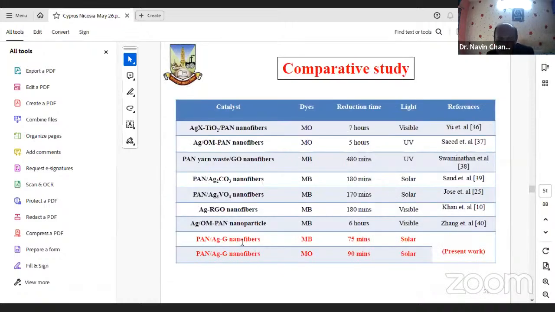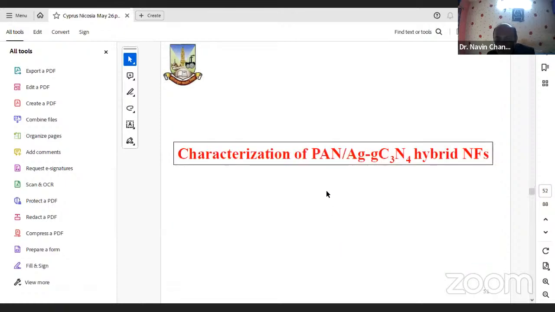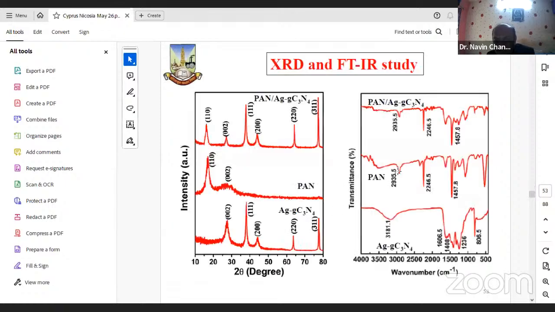This is the comparative study. PAN AGG nanofibers show effective degradation of methylene blue in 75 minutes, while methyl orange takes 90 minutes under solar light, that is up to 88 to 91% in the case of methylene blue, and nearly 86% for methyl orange. Next is PAN AGG C3 hybrid nanofibers. These are the XRD and FTIR study.